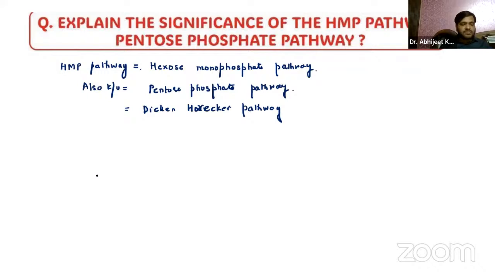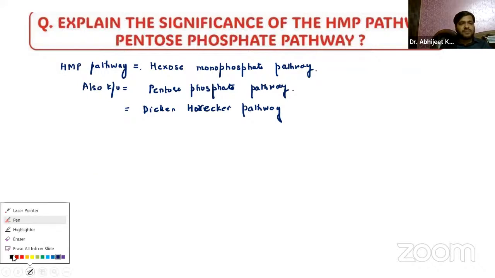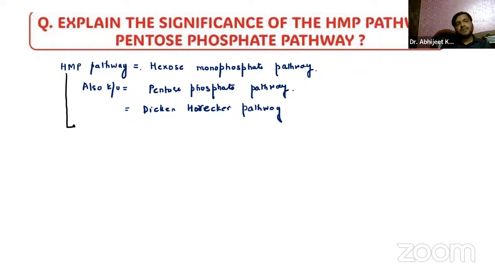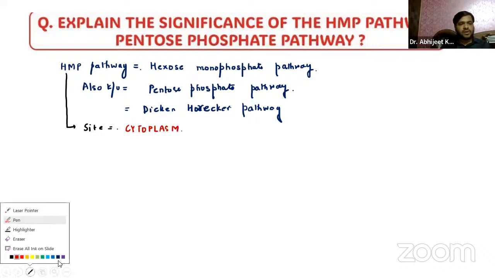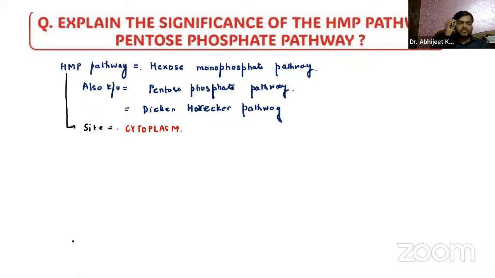Now, what is the site of this pathway, guys? The site of this HMP pathway is the cytoplasm, or the cytosol. Remember this, guys. Now let us learn the steps first: the steps or phases of the HMP pathway.